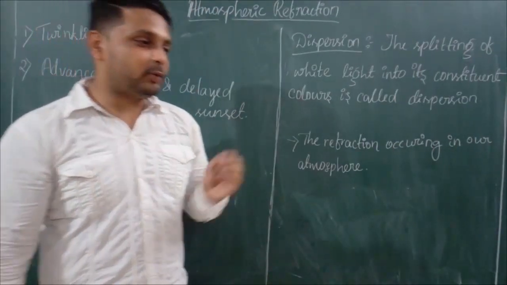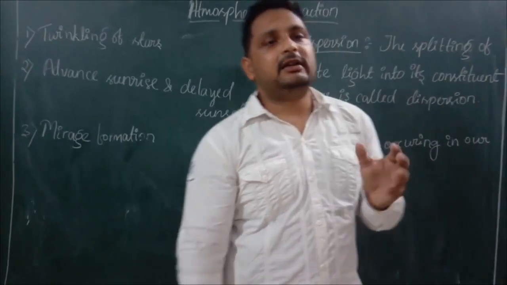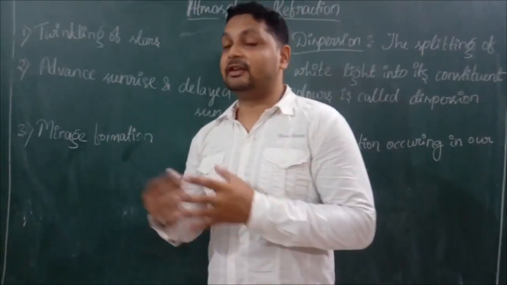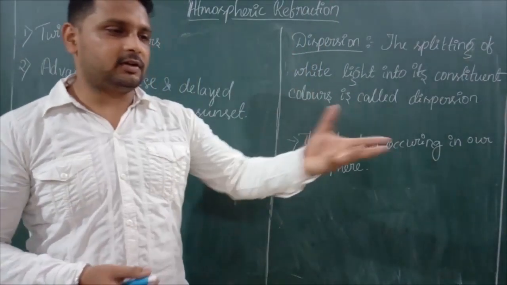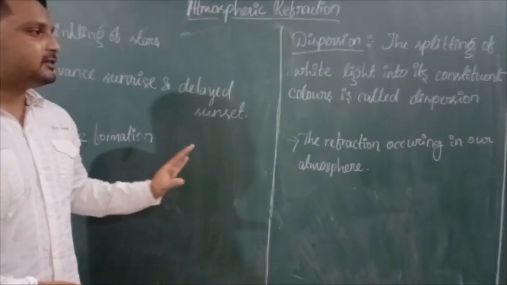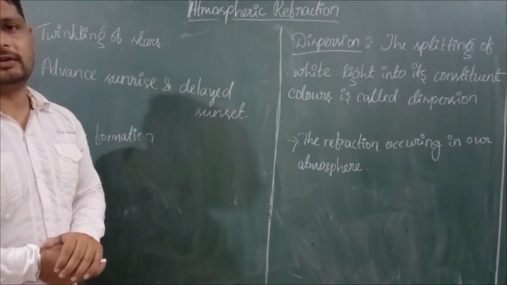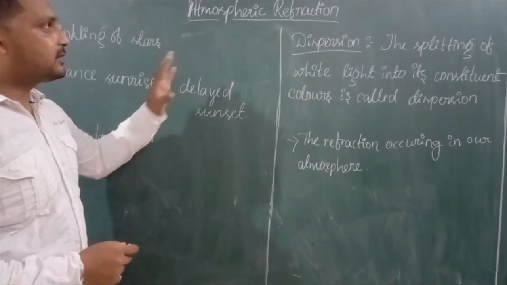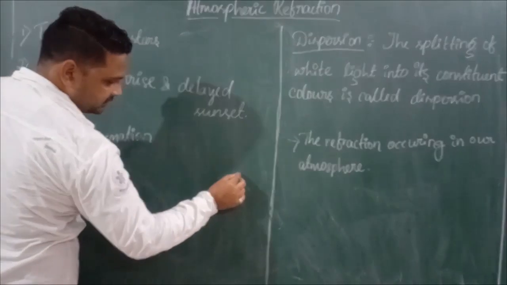Have you ever wondered why this twinkling occurs? Well, a small boy once wondered, and he wrote a poem, "Twinkle, twinkle, little star." We are not going into the poem, but the question is why the twinkling is going on, right? The twinkling of stars actually occurs due to atmospheric refraction.